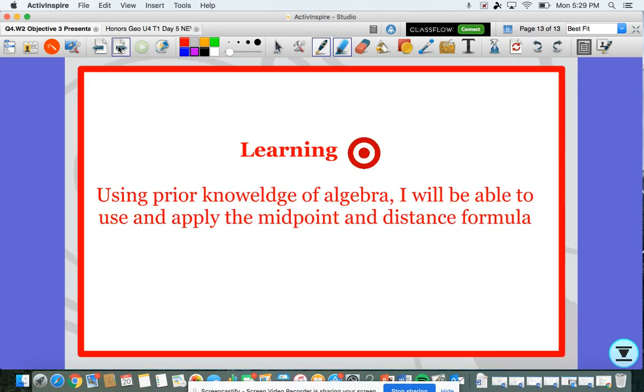So what we just did in this lesson was use some of our prior knowledge about algebra and solving equations, and some of the information we already had about midpoint and distance, in order to use and apply the midpoint and distance formula. I would encourage you at this point to use the extra practice worksheets and the online practice to support your understanding of this topic.